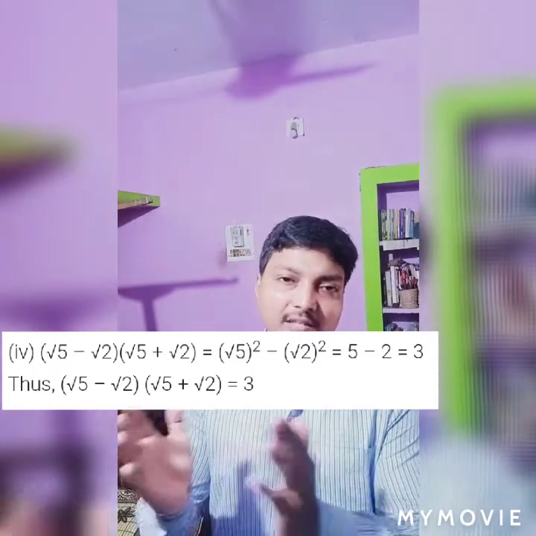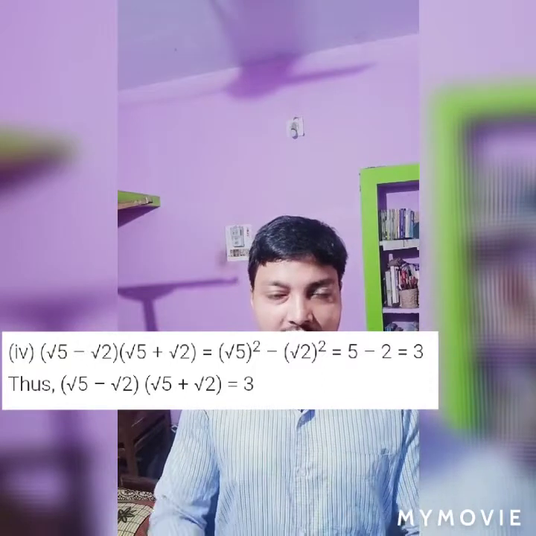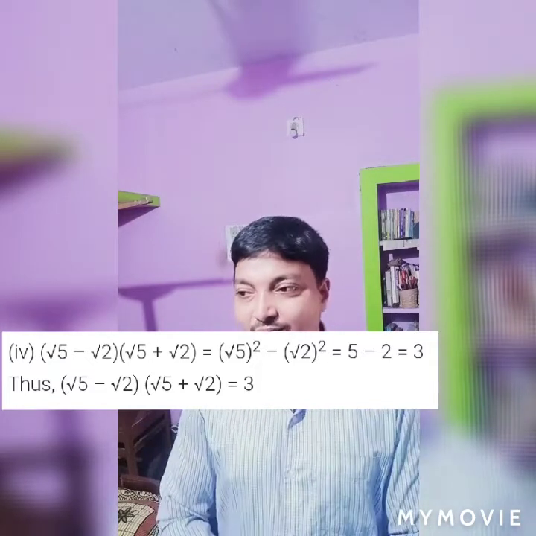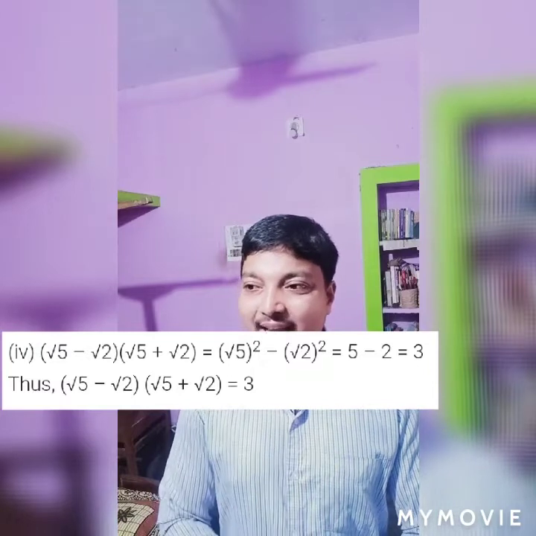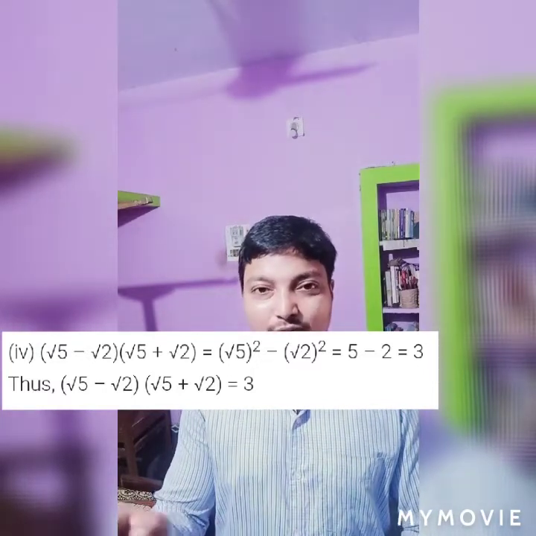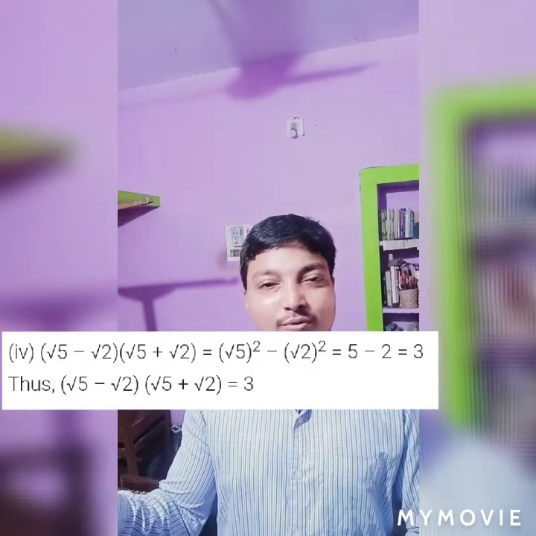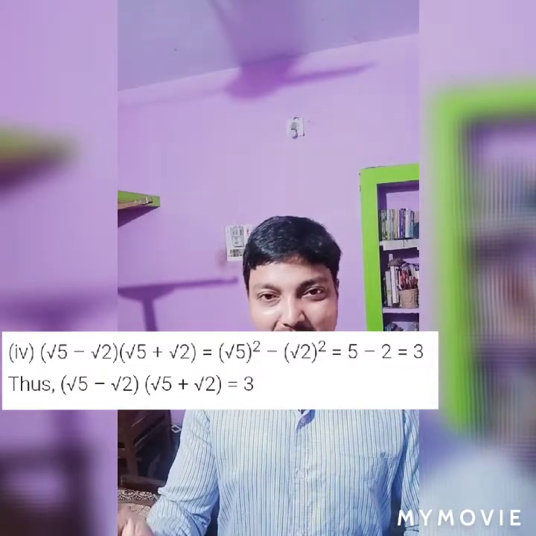Here it is (root 5 minus root 2) whole into (root 5 plus root 2). It may be first root 5 plus root 2, then root 5 minus root 2, or first root 5 minus root 2, then root 5 plus root 2; both have the same meaning. So the formula is first term square, root 5 square, minus root 2 square, where root 5 square equals 5 and root 2 square equals 2, which is 5 minus 2 equals 3.